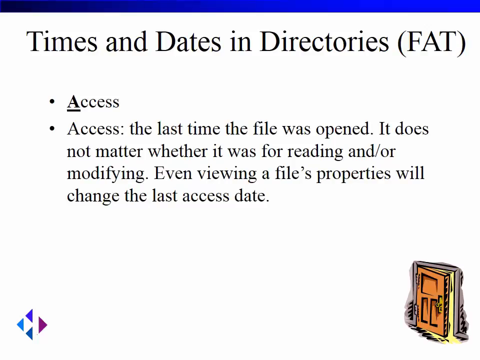Access. Access is the last time the file was opened. It doesn't matter if it was for reading or for modification. Even viewing a file's properties will change the last access date. Now remember, that's the last time the file was opened, not that you actually saw it in the directory.